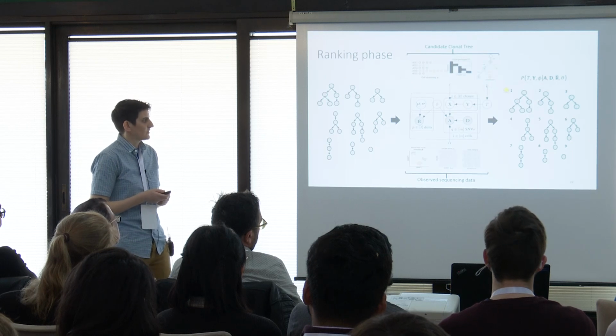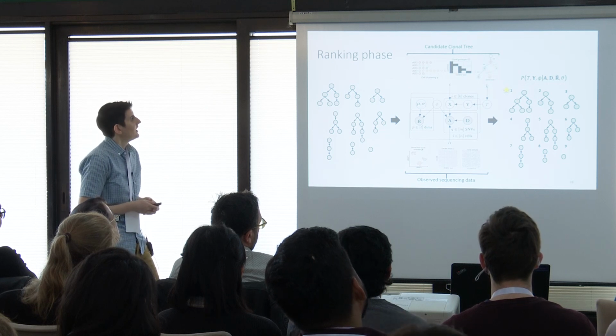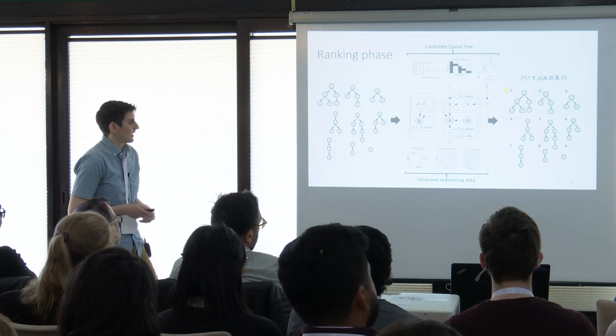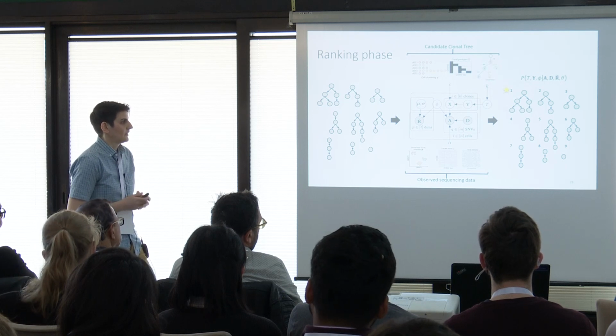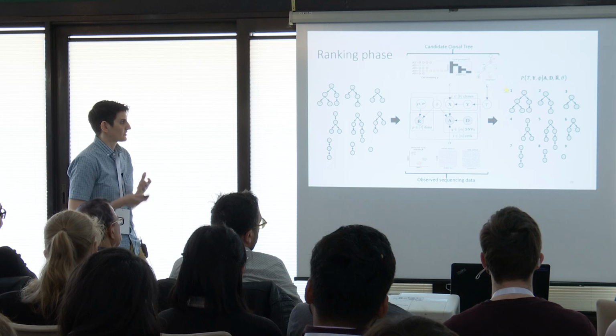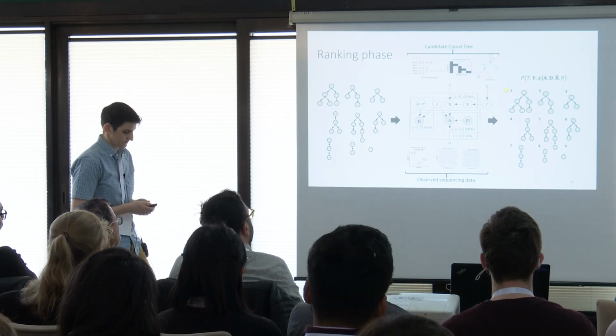And then finally, in our last phase, the ranking phase, we have a general model that describes our observed sequencing data. For every candidate clonal genotype, cell clustering, and clonal tree, we want to compute or approximate the posterior probability, and then rank and prioritize these trees.